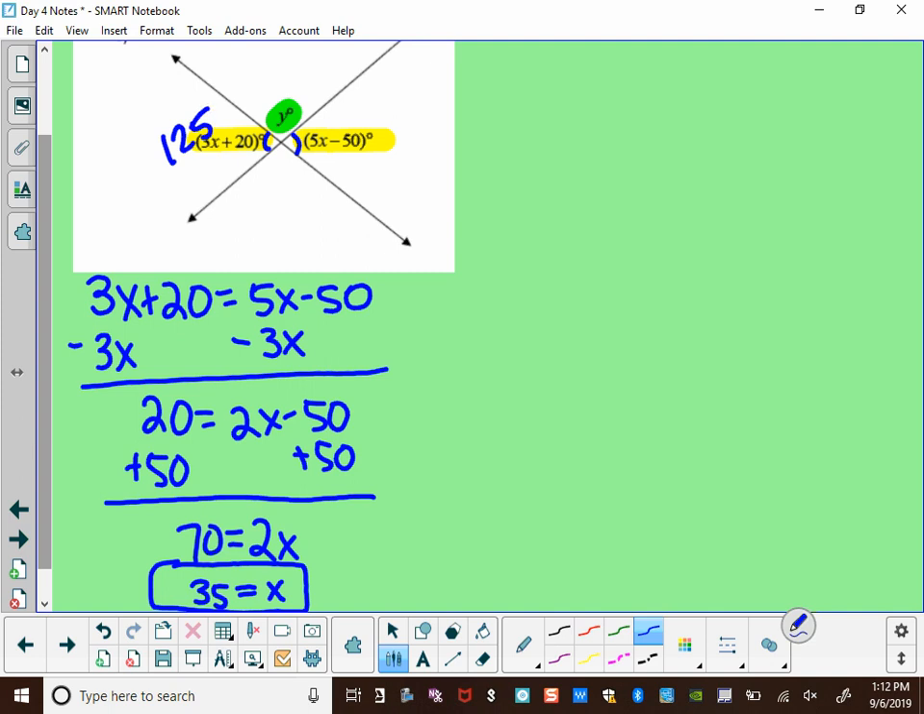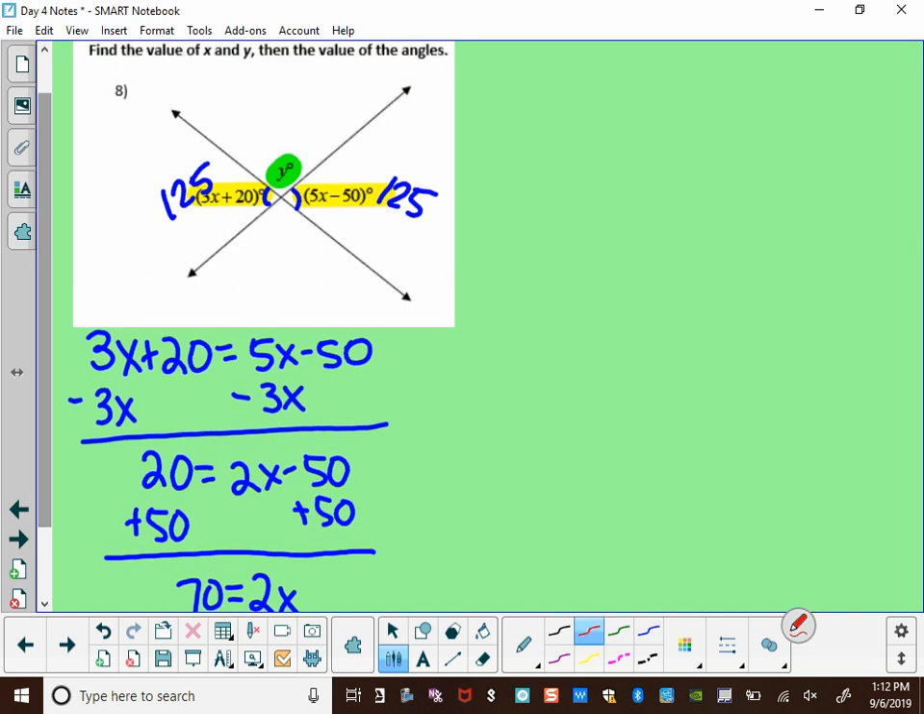So Sydney, if this is 125, my other vertical angle is going to be what? They're going to be equal. Okay, so they're still 125. Now Sydney, if you look at my linear pair here, if this is 125, what is my y? They have to add up to 180.